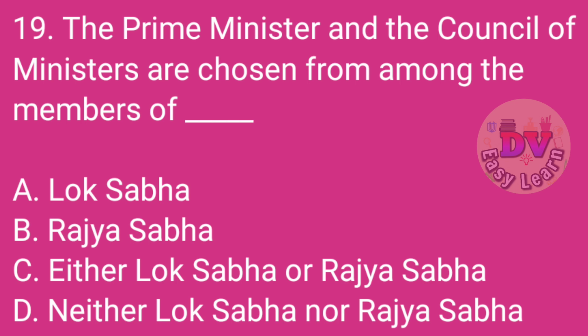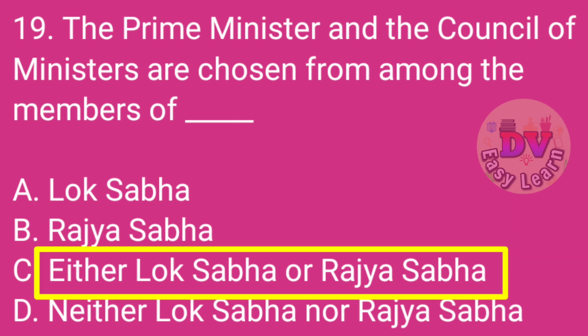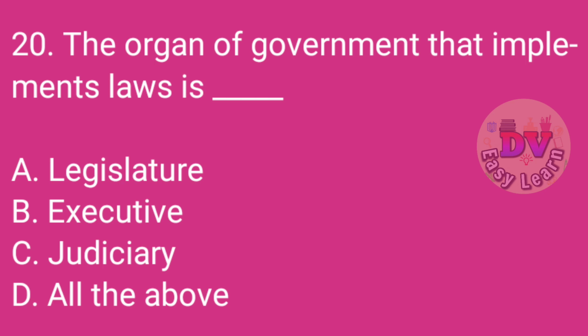Question number 19. The Prime Minister and the Council of Ministers are chosen from among the members of. Correct answer, either Lok Sabha or Rajya Sabha. Question number 20. The organ of government that implements laws is. Correct answer, executive.